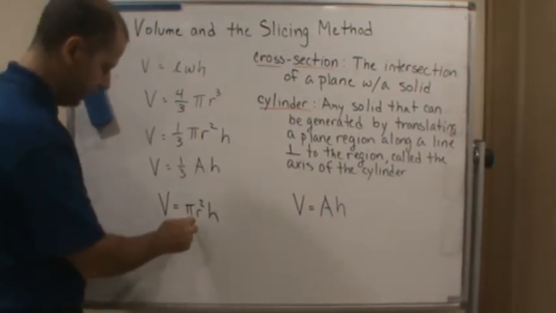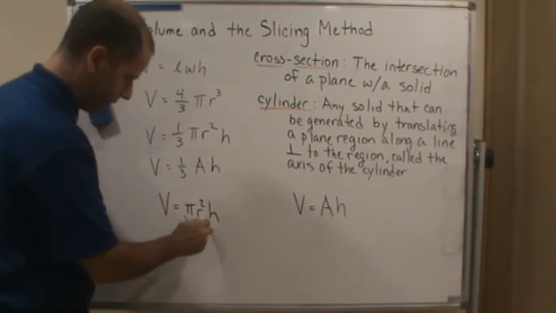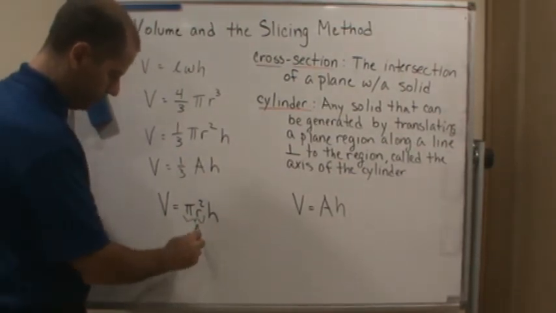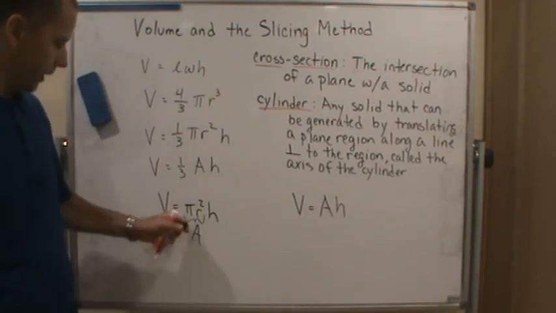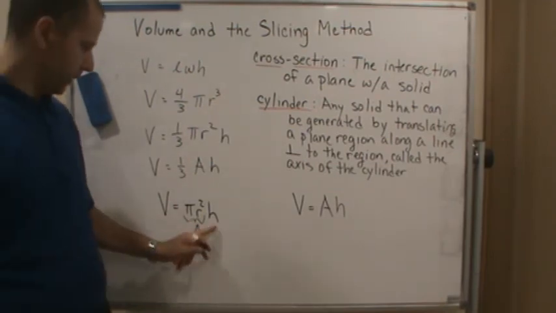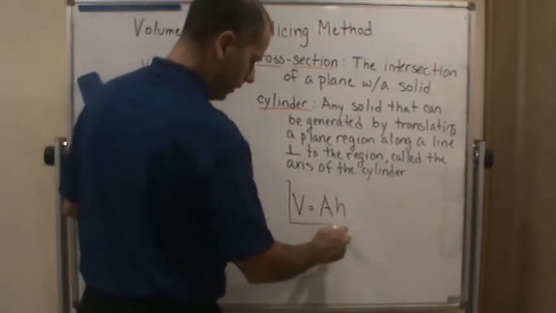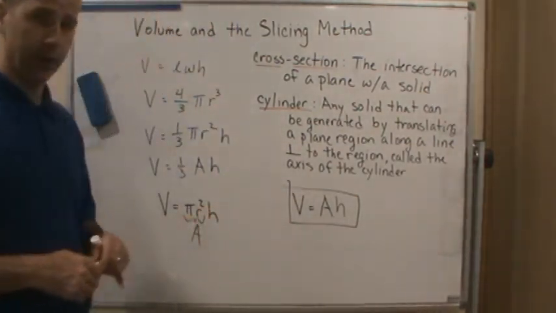So for a cylinder, we have a circular base, right? The area of the circular base is just pi r squared. And then we just multiply by the height. In general, this is the formula for volume that we're going to use.